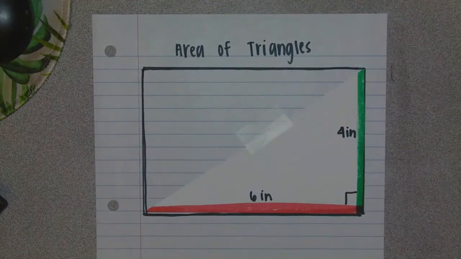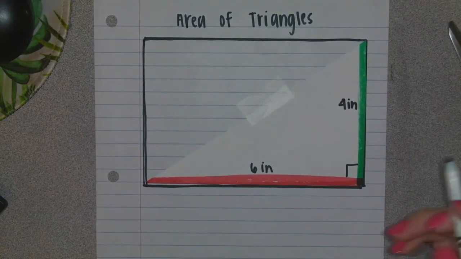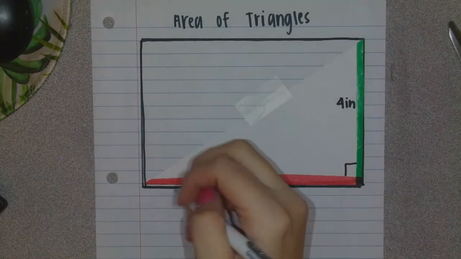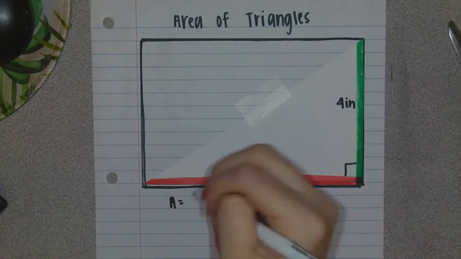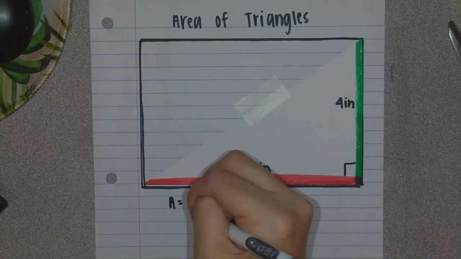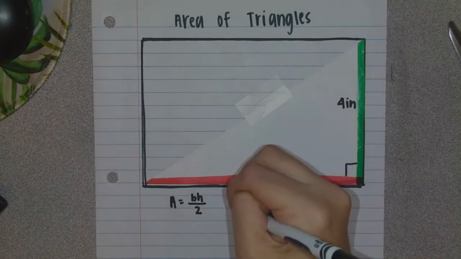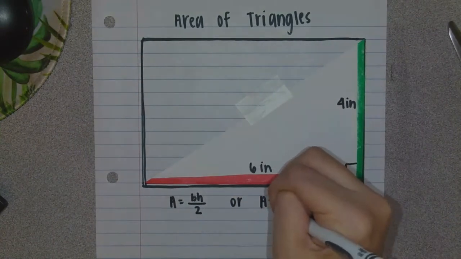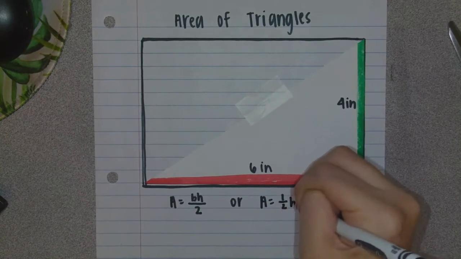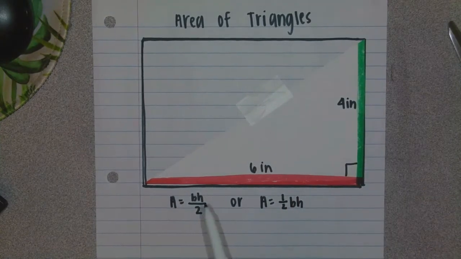So our formula for the area of a triangle, we can see it written 2 different ways. My favorite way, and I'll show you why it's my favorite way, is to write it as A equals base times height divided by 2. Or you might also see it as A equals 1/2 base times height. Because remember, dividing by 2 and multiplying by 1/2, it's the same thing mathematically. But I always like the base times height divided by 2.